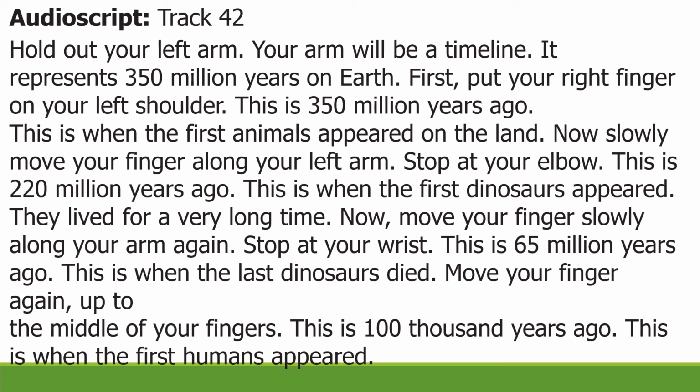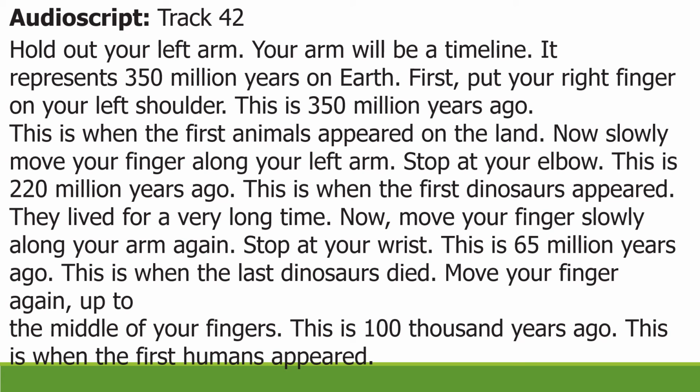Now, move your finger up again to the middle of your fingers. Move it to the middle of your finger. Remember, you are using your right finger. Move it down to the middle of your left fingers. That's 1,000 years ago, and that's when the human beings appeared. See, it means dinosaurs lived a very, very long time ago.